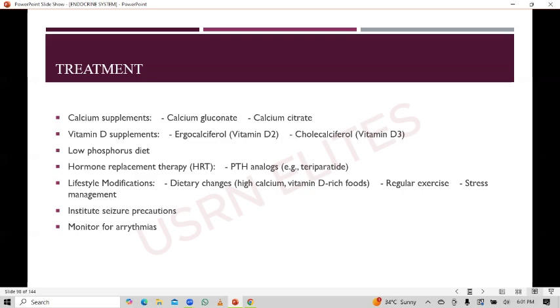Then you document the part of the body that was involved in the seizure. So these are many more that come up when it comes to seizure precautions. Then you monitor for cardiac arrhythmias, of course.